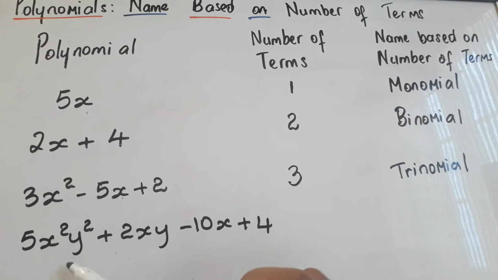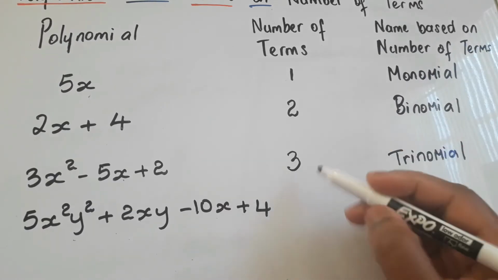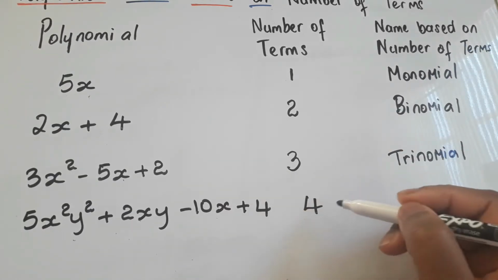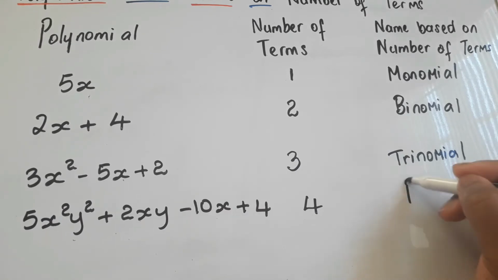Lastly, we have this polynomial here, and it has 1, 2, 3, 4 terms, guys. So we can go ahead and record that it has 4 terms. However, polynomials that have more than 3 terms do not have any special names. So for this one here, we'll just say that it's a polynomial.